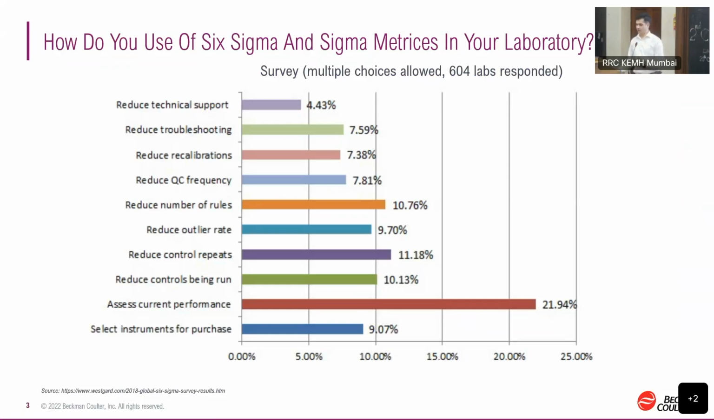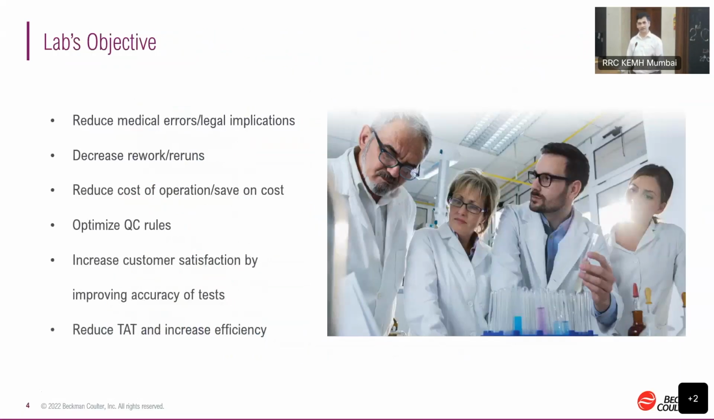Now, these are the labs' objectives in incorporating any quality system in their lab: to reduce medical errors and eventually have minimal legal implications, and also protect the reputation of these institutions. Then decrease reruns and rework, and reduce the cost of operation. We'll see in the following slides how we can reduce the cost of operation, and optimize QC rules.